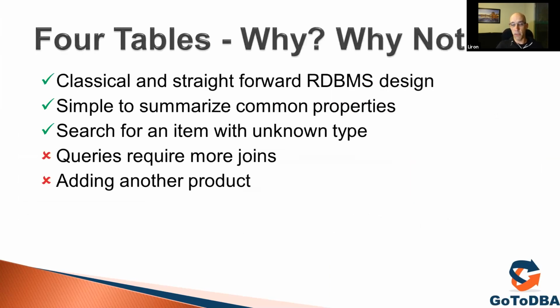And the benefit, that's a very classical and straightforward RDBMS design. It's very simple to work with common properties. Like before, I said, if I want to search for an item that is unknown type, I can do that now. I have the title. I can just query the item table, which has all the titles for all the products. And then I can know which product it is and go to the relevant table. Also, if I want to sum the price of all the products that I have in the store, I can do that right on one item table and not run on or query multiple tables, which is a benefit.